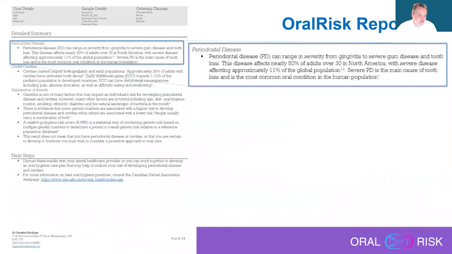The second page of the report, we give a little bit more information about what periodontal disease really is. So when they're reading the report, they can reference what it is and how often it happens, a little bit of information that might help them understand the report a bit better. It also includes next steps at the bottom, explaining that this is to help them develop a conversation with their care plan and help understand and influence how they're going to be managing their profile.